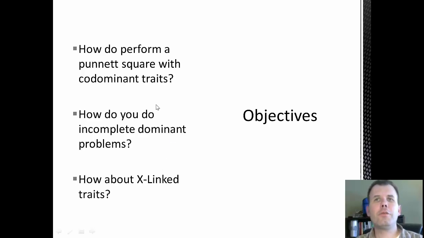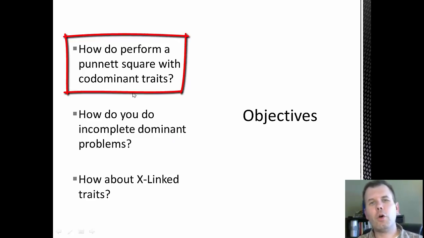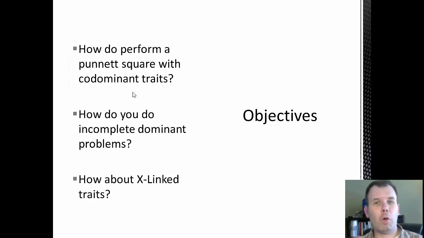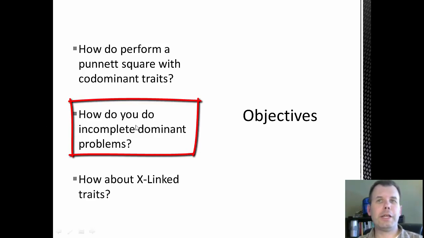All right, so the first one is looking at how to perform a Punnett square with a codominant trait. Codominant means that you have more than 2 alleles for one gene, or basically multiple traits for one gene. The typical one we use in class is the ABO blood type, so you can have A type blood, B type blood, AB type blood, or O. We'll look at how to figure one of those crosses out and be successful at that.